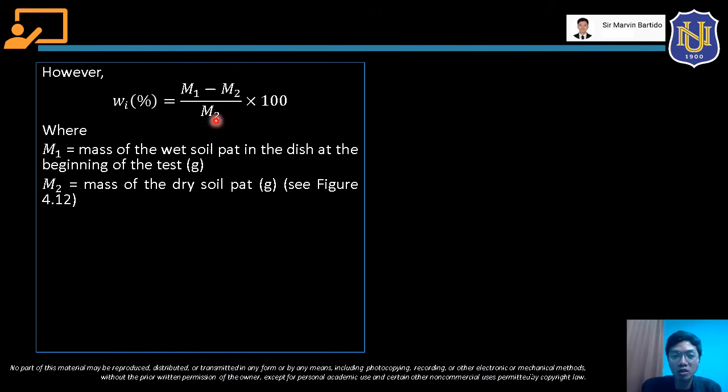Mass of water over mass of dry soil, or basically the mass of the soil solids. So mass of water over mass of soil solids, that is water content. Right. So it's the same way we get W sub I here.